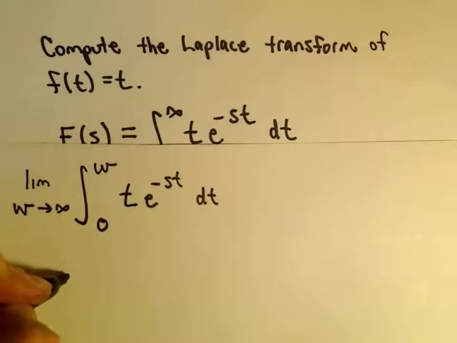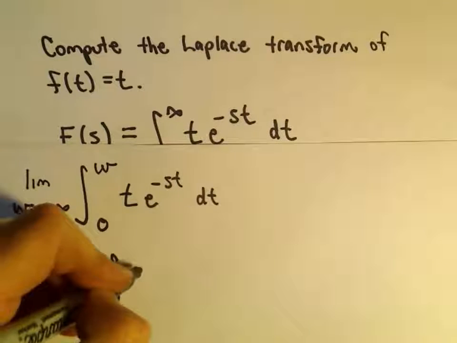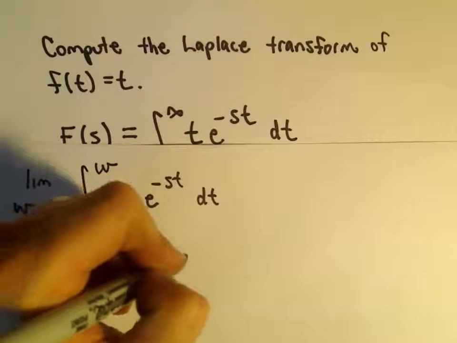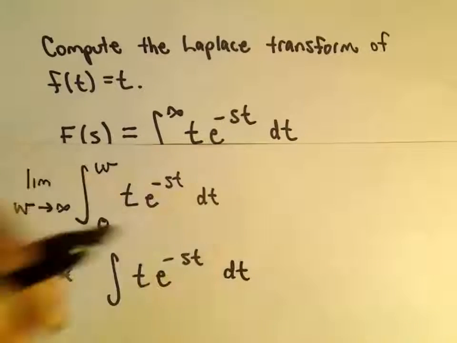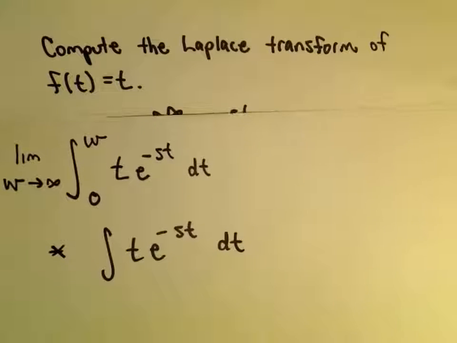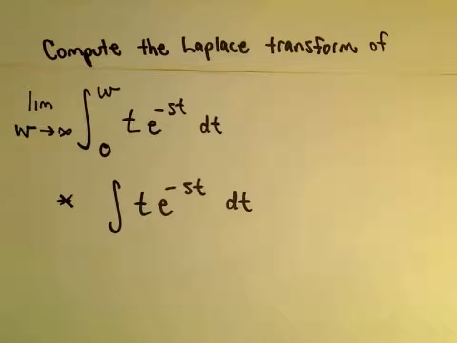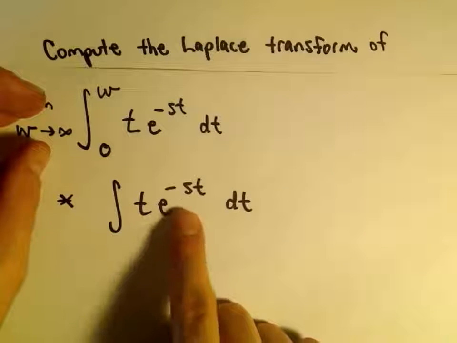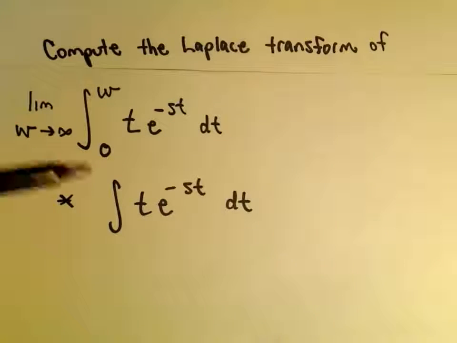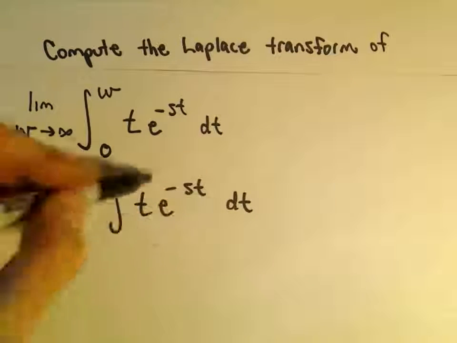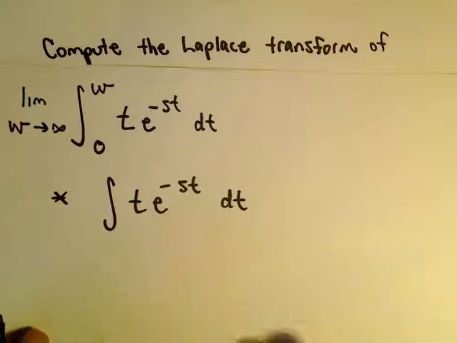Off to the side here, I'm just going to make this an improper integral for a second and integrate this. Okay, so now the integration technique kicks in. So how do you integrate t e to the negative st? Well, hopefully this looks familiar. Hopefully this rings a bell. We have to do a little integration by parts here.